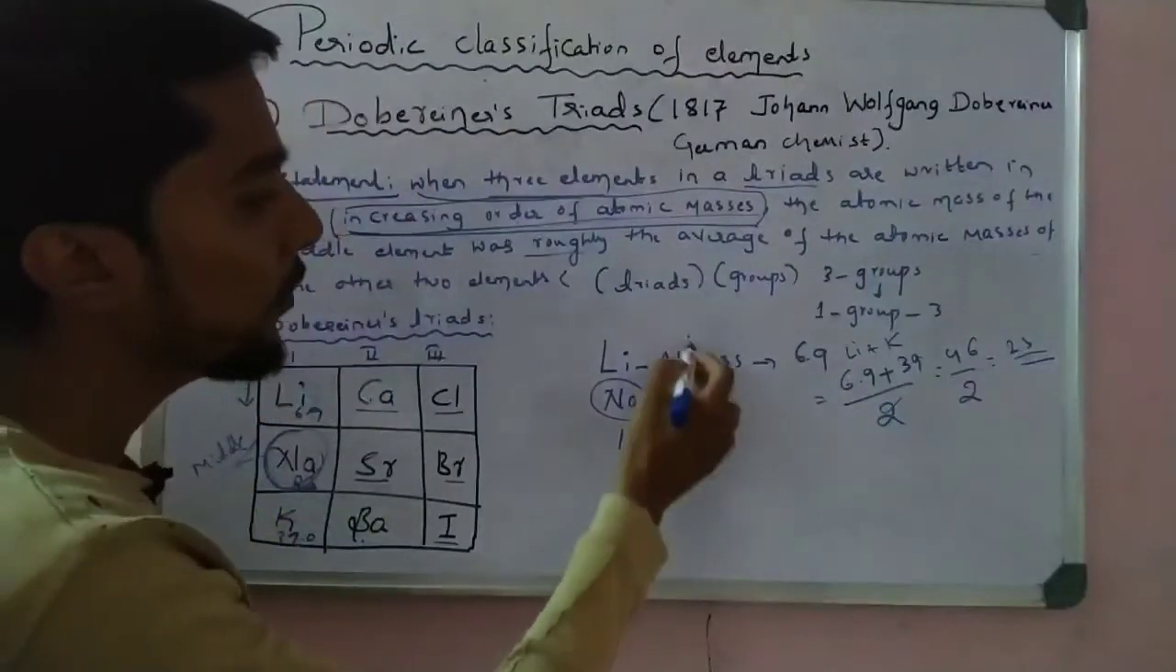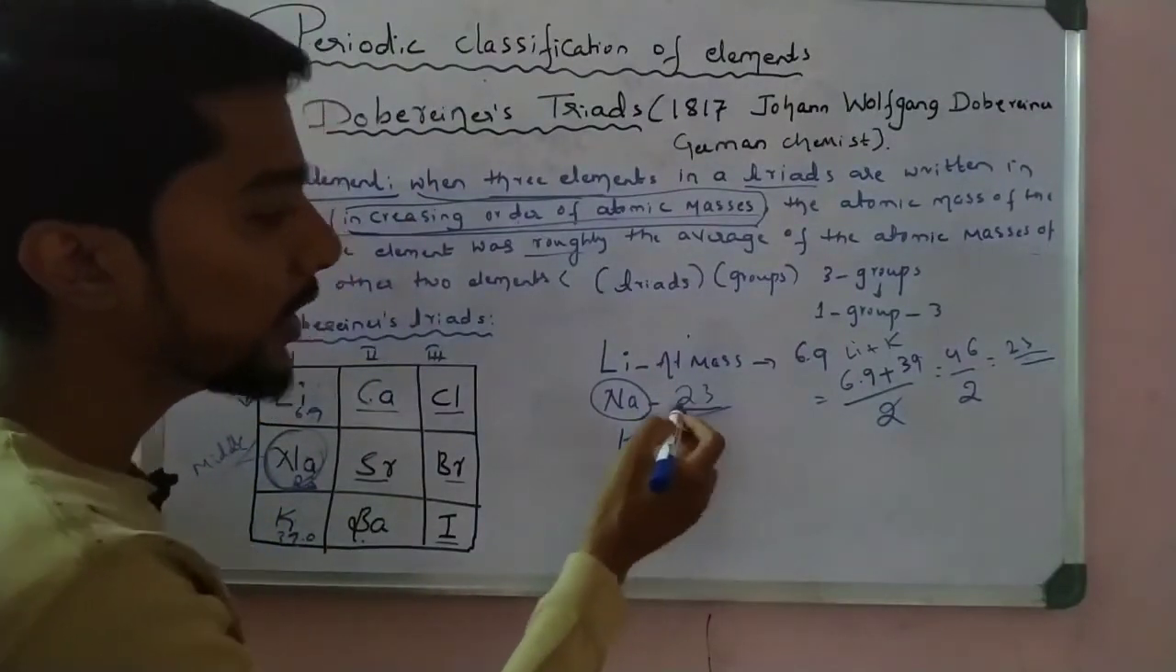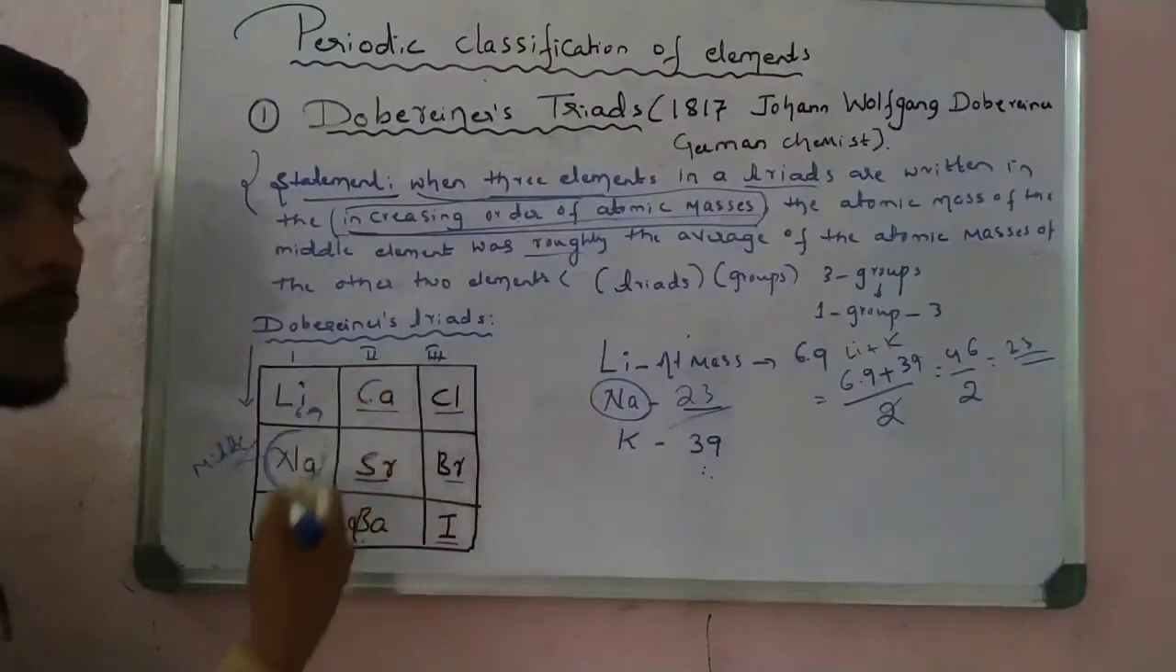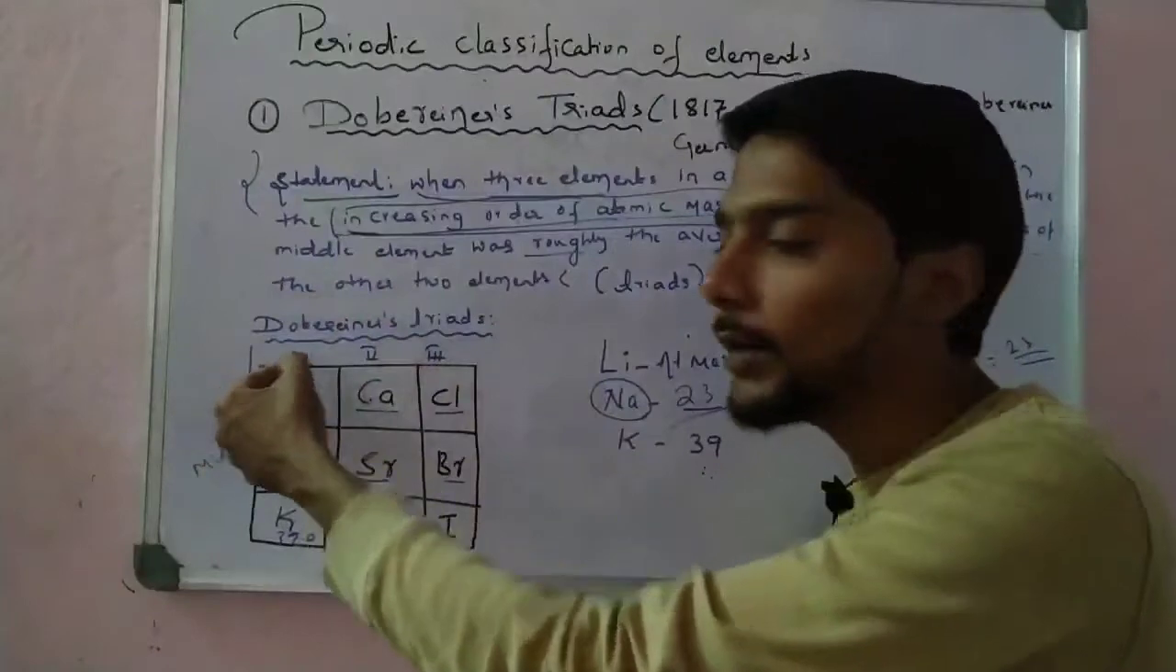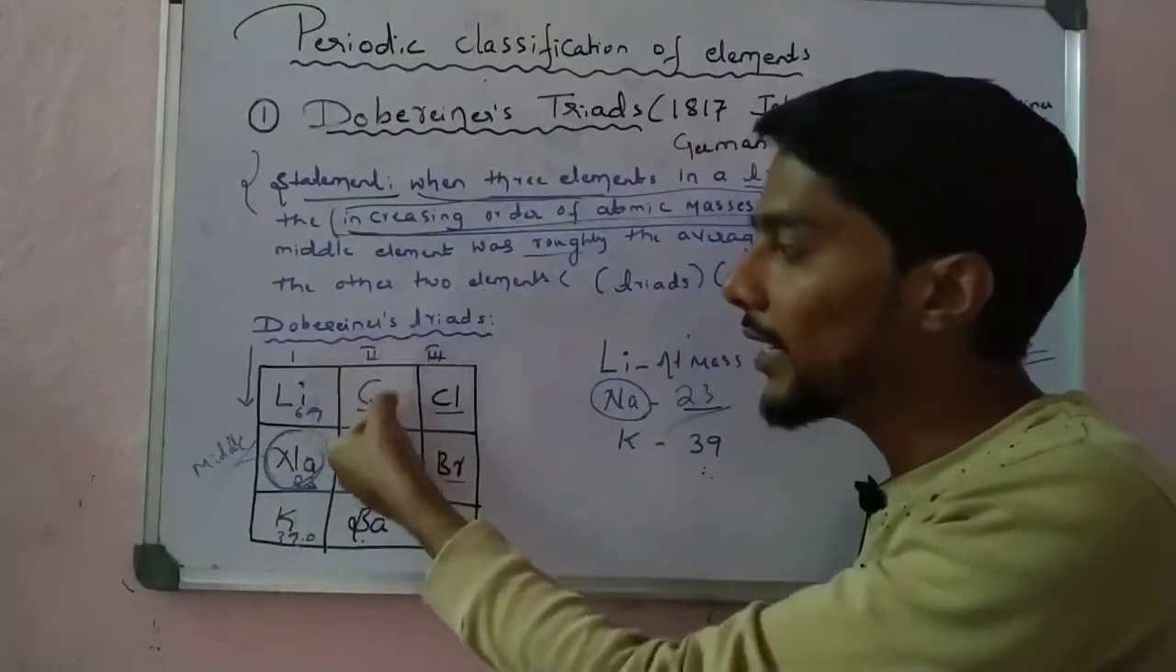So we get the average of lithium and potassium, and sodium is 23. So that is the example. You can remember this triad. Only 9 elements are there. One triad is lithium, sodium, potassium, and the second triad is calcium, strontium, barium.